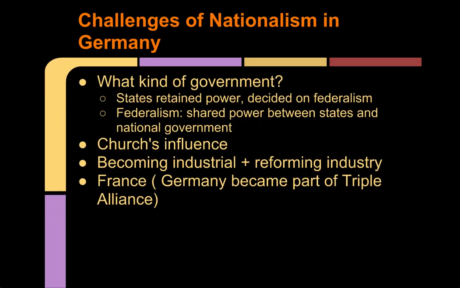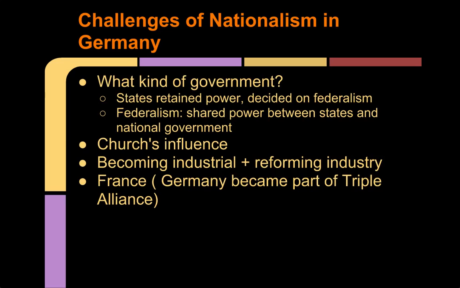Now, there are going to be a couple of things that are going to challenge the nationalism in Germany. First of all, what kind of government are we going to have? The states retained the power and decided on federalism. Because you had German states, like what we had in America, the states will retain some powers, and they decide on federalism. If you remember from before, when we talked about the American Revolution, federalism shares power between the states and the national government, okay?